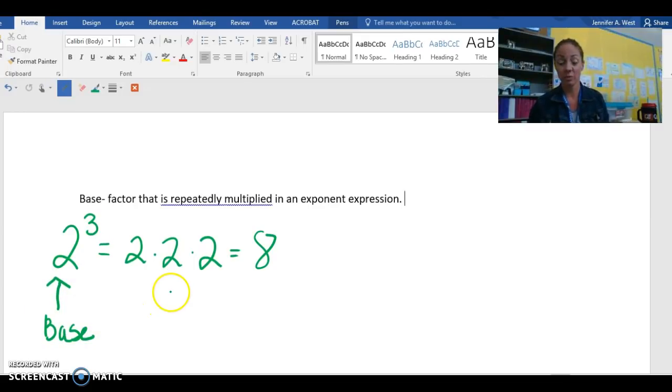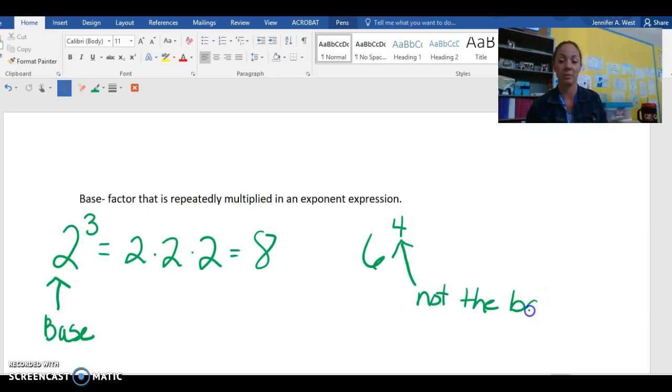A non-example would be something like 6 to the 4th power, and this little guy right here, that is not the base. You don't want that. That's not what you're looking at if we're talking about the base. So make sure you get that in your notes.